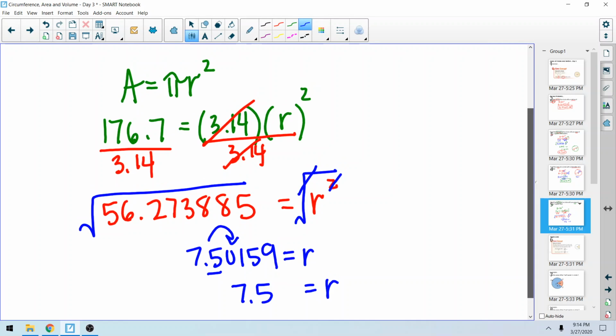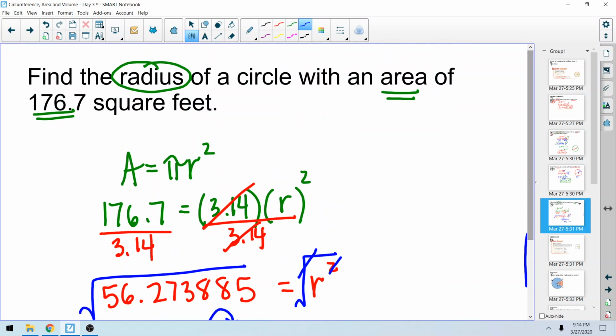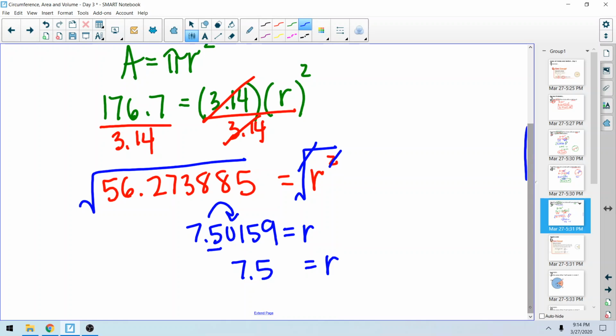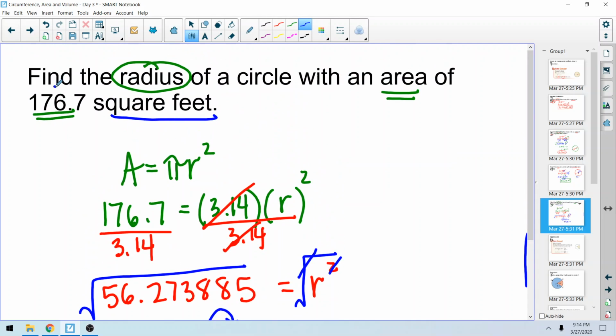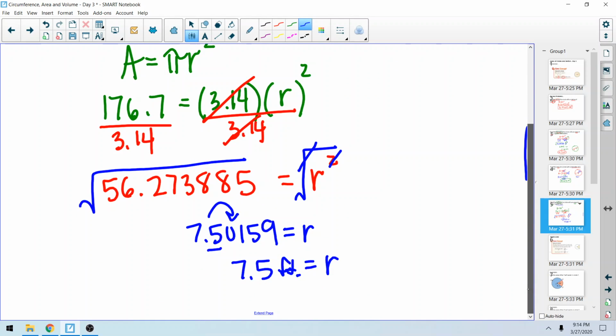And then I'm going to go check a couple things. First of all, that's in feet. And second of all, they said find the radius. Well, did we find the radius? Yes, we did. So we're all done.